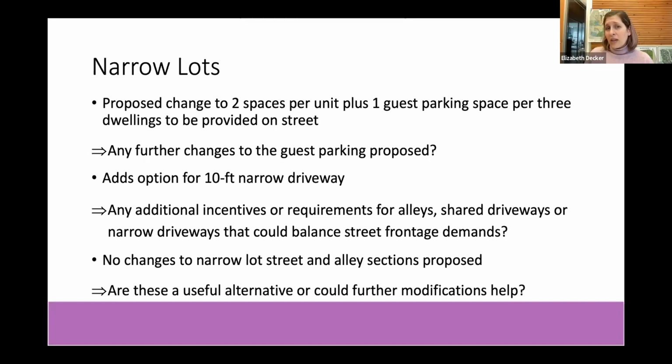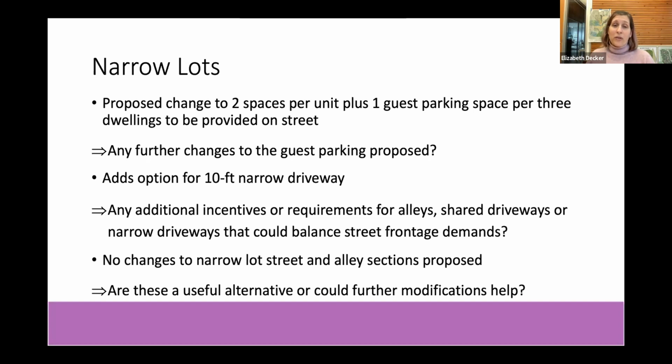Right, and we're not proposing any changes to require alleys or shared driveways. Right now they're only options. We are proposing to add an additional option. The minimum width for driveways elsewhere in the code is 12 feet, and we're proposing to go down to 10 feet as a narrow driveway. That's another piece of the city of Vancouver's narrow lot standards, so we thought that could be an option.